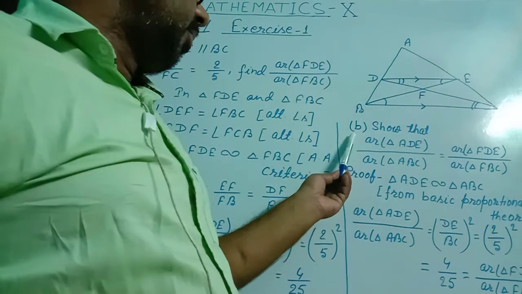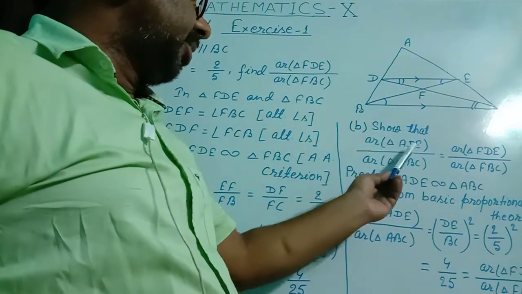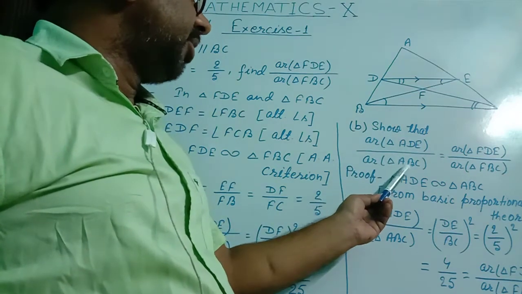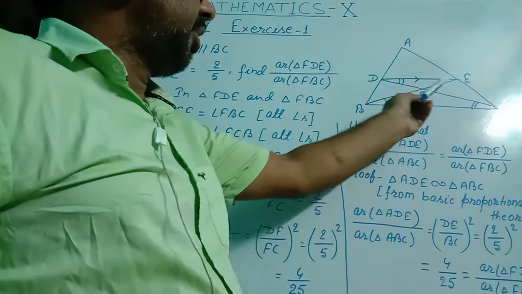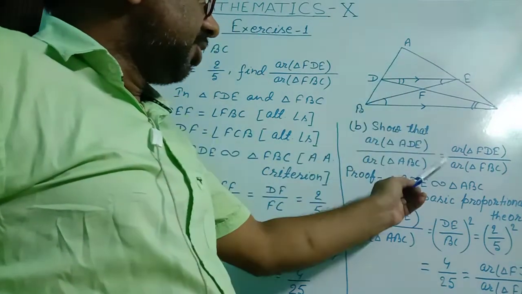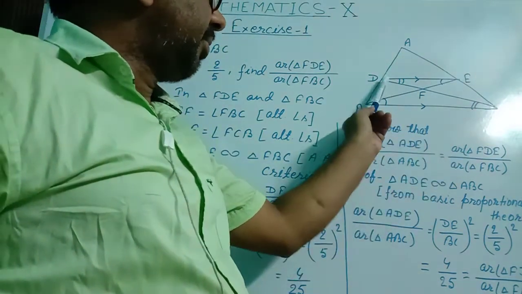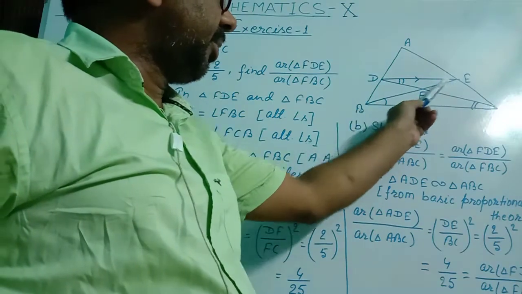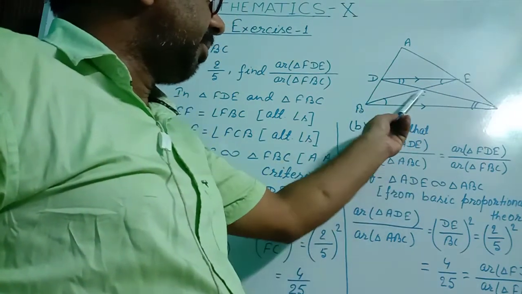In question number B, we are asked to show that area of triangle ADE by area of triangle ABC is equal to area of triangle FDE by area of triangle FBC.